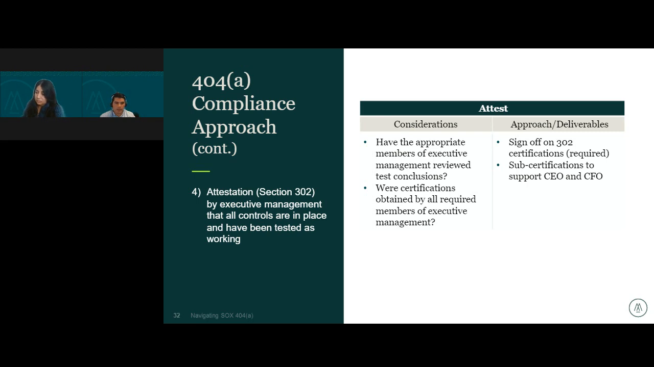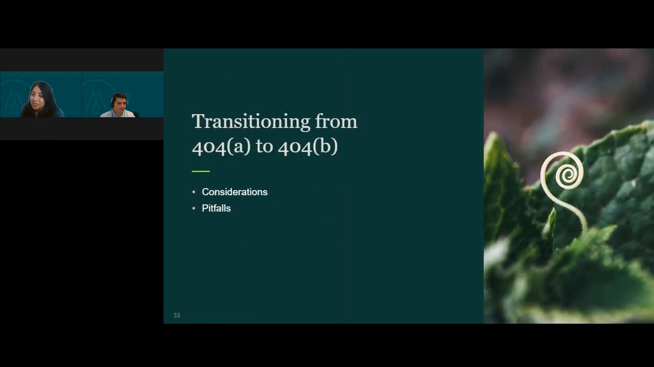I'm going to go ahead and hand it back off to Pamela, and we can go through the transition from 404A to 404B. Thanks, Ernesto. So I'll be covering some considerations and some pitfalls that we typically see when it comes to transitioning.